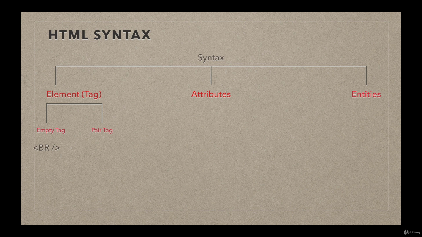And what is a pair tag? And this BR is an empty tag. That means it is just one single tag. And a pair tag in HTML means, for example, H1 means heading, and if you say H1 and close H1, it will give you bold, big text.